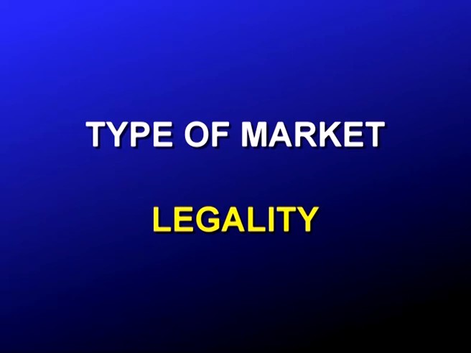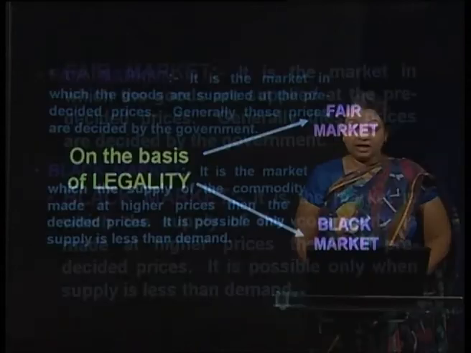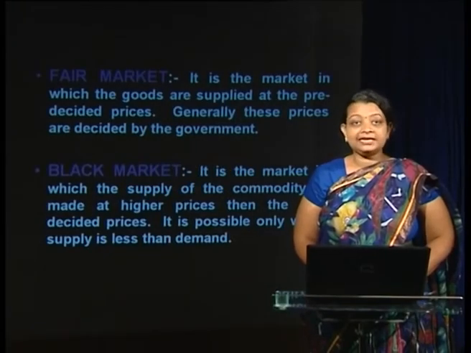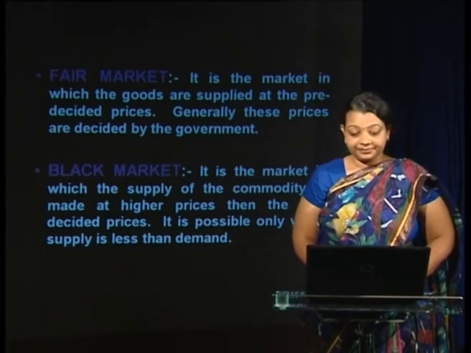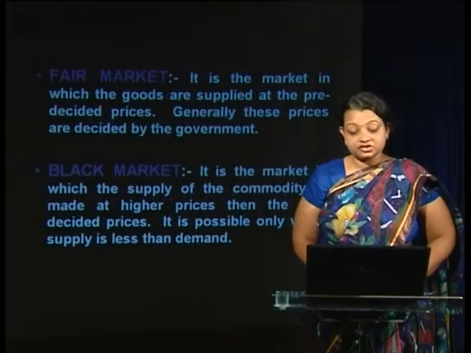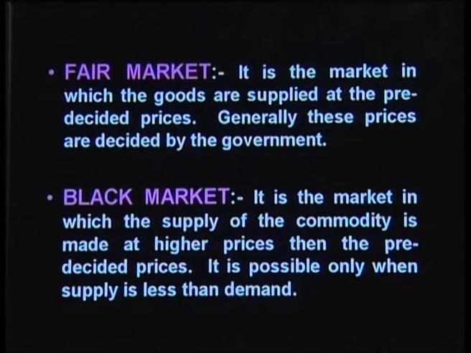On the basis of legality, market can be of two types. It can be fair market or black market. As the name itself explains, fair market is that market in which all the legal activities will be carried out. It is the market in which the goods are supplied at pre-decided prices. That means prices cannot be changed according to the demand of the market. Generally, these prices are decided by the government.